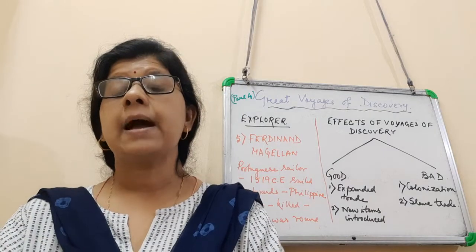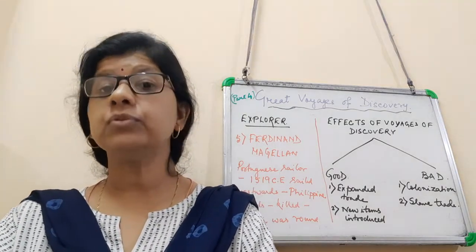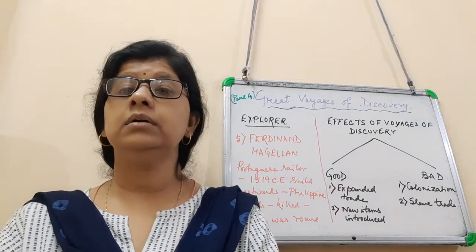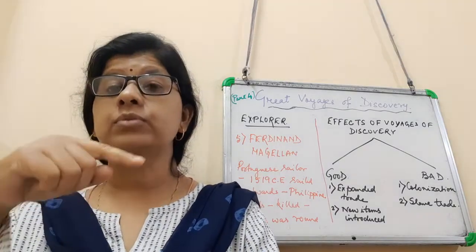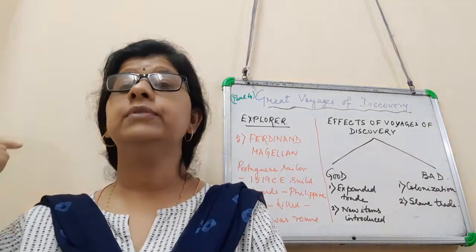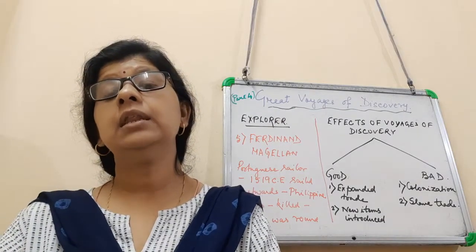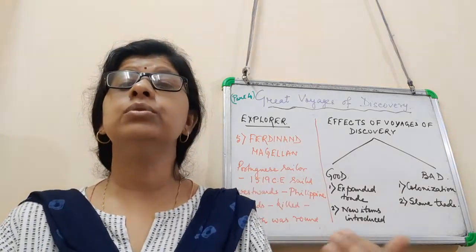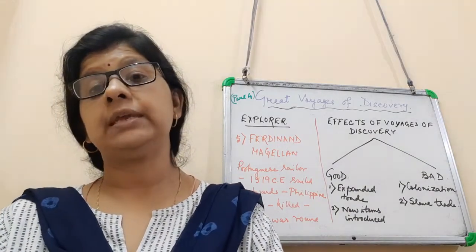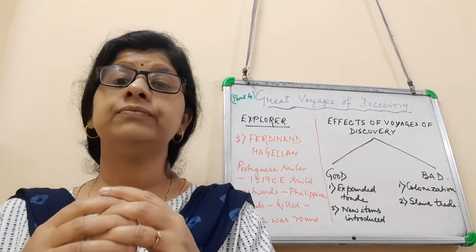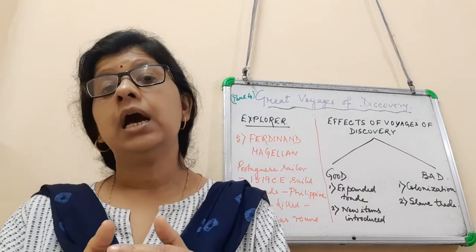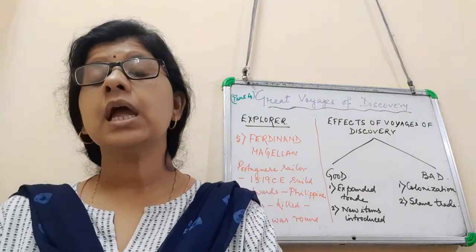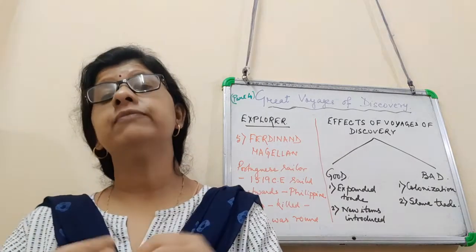He reached the Philippine Islands, but after reaching there, unfortunately he was killed. Though he was killed, his crew sailed back, but they did not follow the same route. They sailed back following the route of Vasco da Gama. Magellan set out in 1519 CE, and his crew reached Spain in 1522 CE. A very important result of Magellan's exploration was that this journey established the fact that the world was round. So this was about some of the famous explorers.